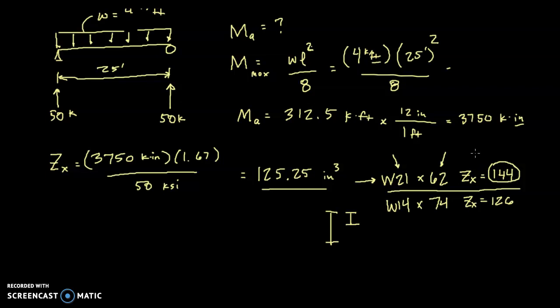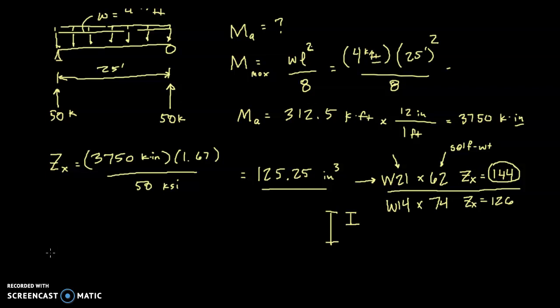Now the thing we have to keep in mind is that selecting that beam means it has a self-weight of 62 pounds per foot. That's going to cause additional load on the beam, which is going to cause additional moment, which means we're possibly going to need a larger plastic section modulus. Steel beams have a pretty good strength to weight ratio, so this is not often the case, but we can't just dismiss the self-weight. We do have to take that into consideration.